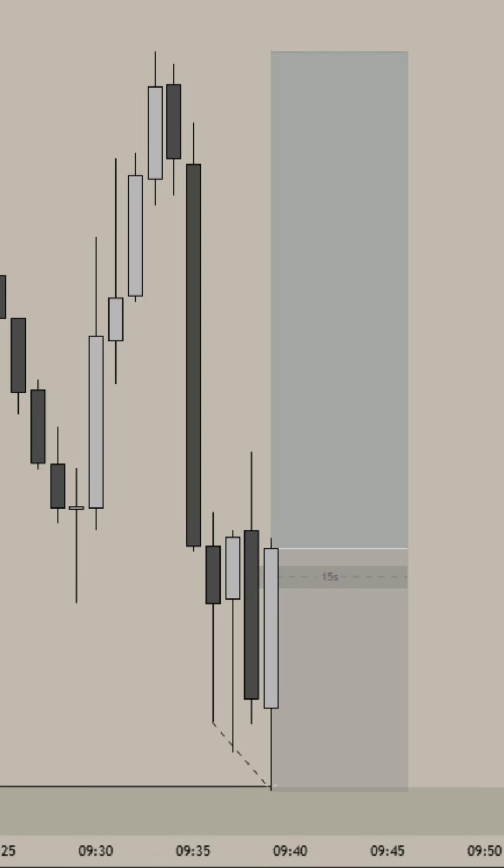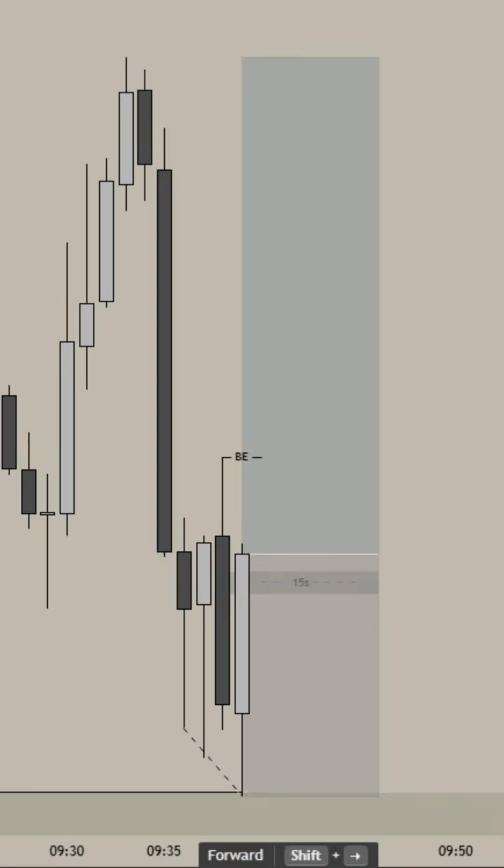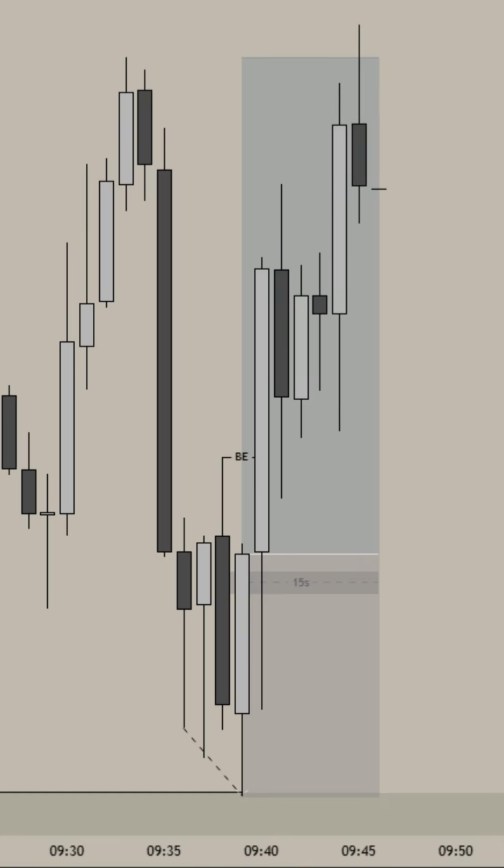However, if I was going to take this, I was going to go break even at the 2-minute intermediate term high, as I would expect this 2-minute to get inverse with displacement if my DOL is correct, so there's no reason why we should remanipulate my break even at that point. And as you can see, this runs to full TP in just a few minutes.